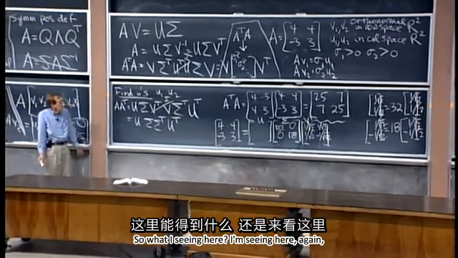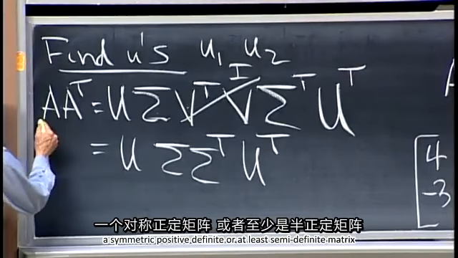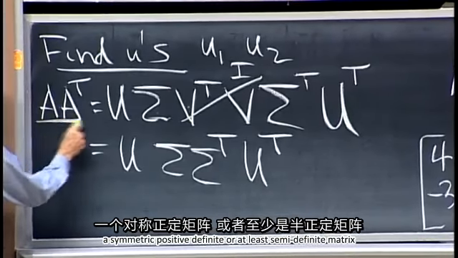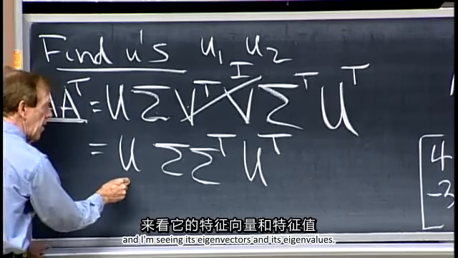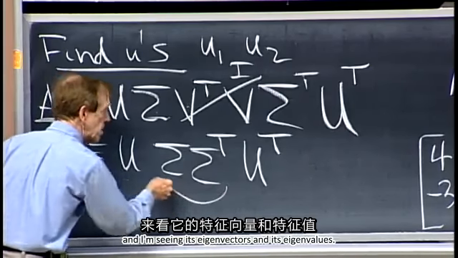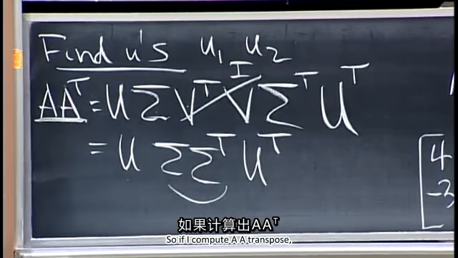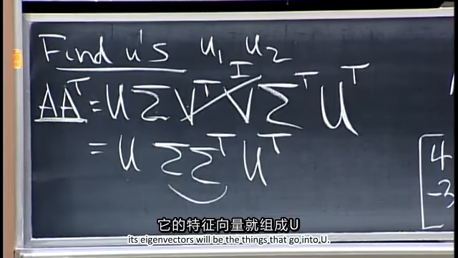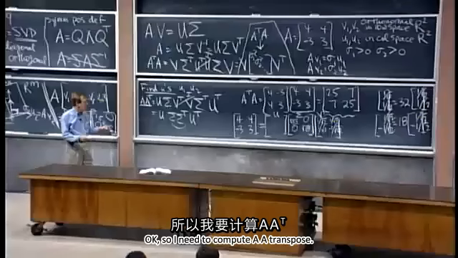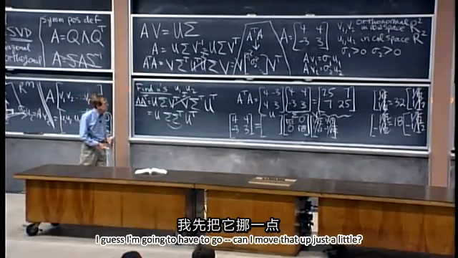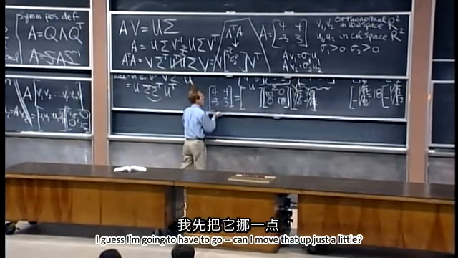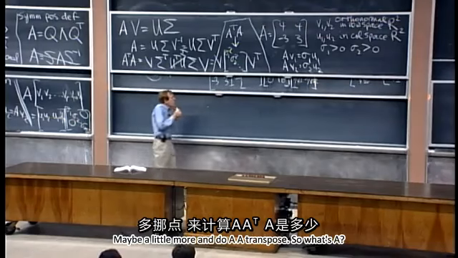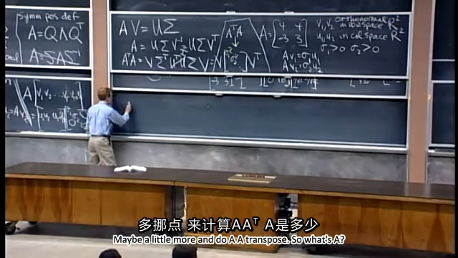So what am I seeing here? I'm seeing here again a symmetric, positive definite, or at least semi-definite matrix, and I'm seeing its eigenvectors and its eigenvalues. So if I compute AA transpose, its eigenvectors will be the things that go into U. Okay, so I need to compute AA transpose. Can I move that up just a little, and do AA transpose.